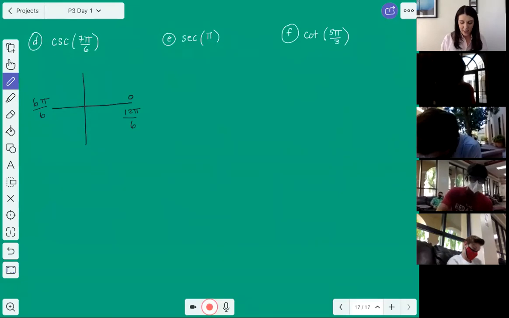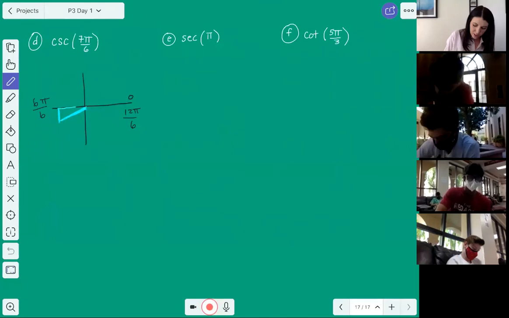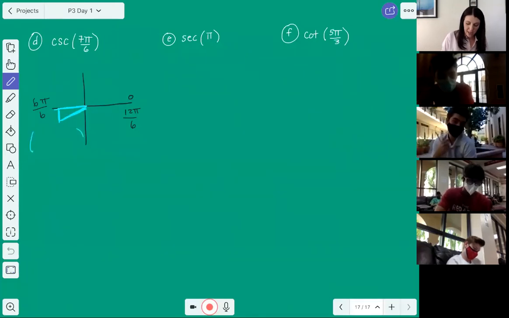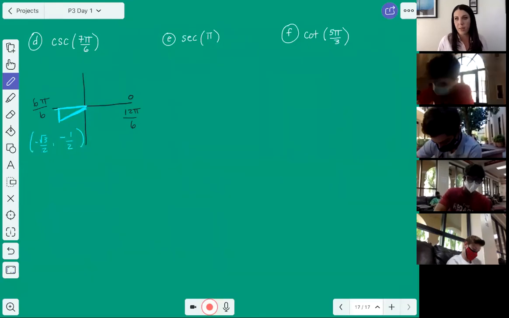7 pi over 6 is closest to 6 pi over 6, and it's a pi over 6 away, meaning the flatter triangle. I get a triangle in the third quadrant where my x is bigger and my y is smaller, meaning I have negative root 3 over 2 for my x, and I have negative 1/2 for my y.